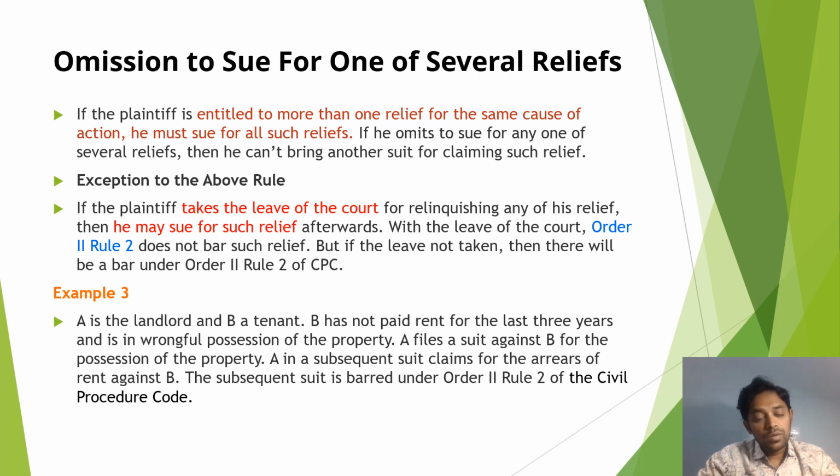Example, A is a landlord and B is a tenant. B has not paid rent for the last 3 years and is in wrongful possession of the property. A files a suit against B for the possession of the property. A, in a subsequent suit, claims the arrears of the rent against B. The subsequent suit is barred under Order 2 Rule 2 of the Civil Procedure Code.